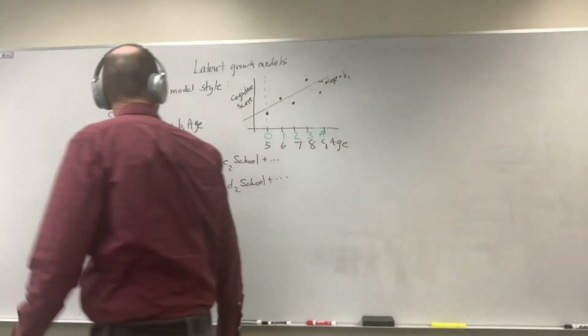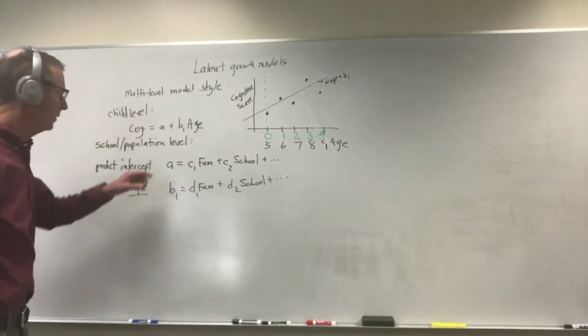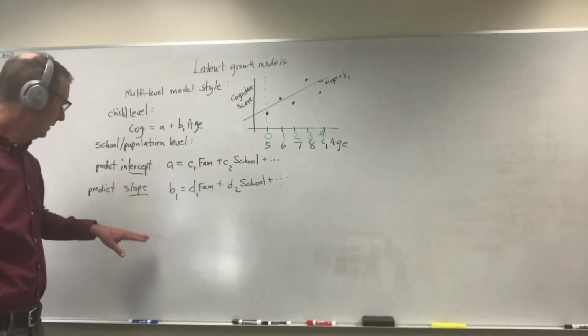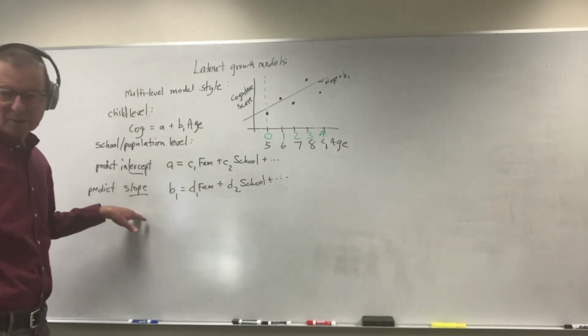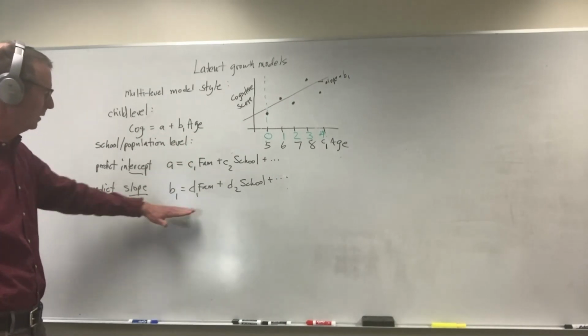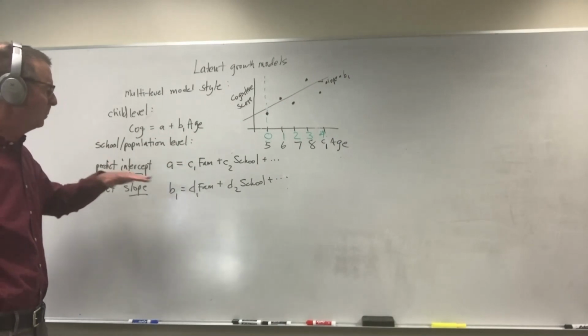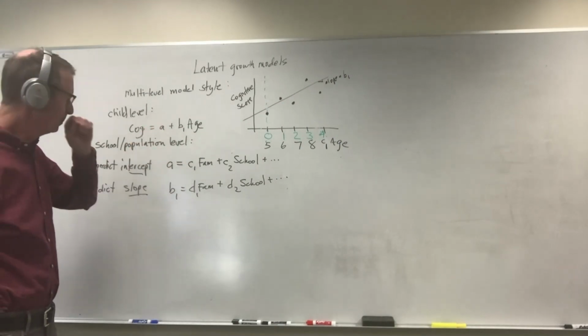Okay, so I cleaned up the board a little bit. I took away the quadratic terms and then this third predict the quadratic equation down here. And we're back to the simple linear growth model.